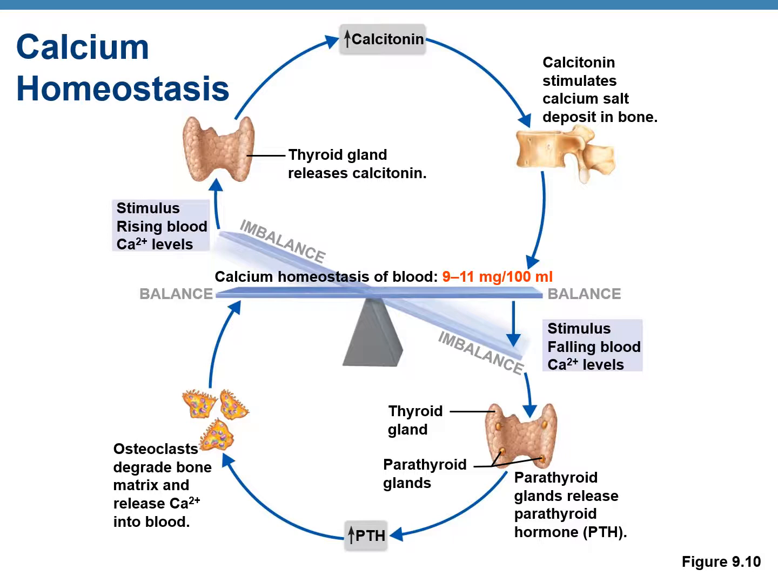However, if the level of calcium is falling in blood, then the parathyroid gland is stimulated to release parathyroid hormone, PTH. PTH causes the osteoclasts to break down the bone matrix and release calcium ions into the blood, and this calcium ion goes into the blood and the level of calcium is restored.